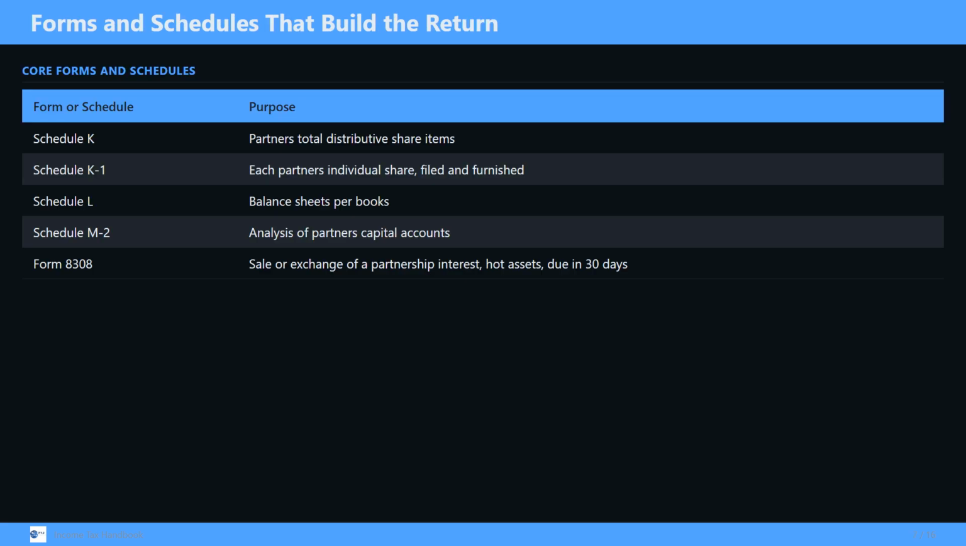Several schedules do the heavy lifting inside Form 1065. Schedule K captures every partner's total distributive share, the core pass-through schedule, and Schedule K-1 breaks that down individually for each partner, filed with the IRS and furnished to them. Schedule L reports balance sheets per books. Schedule M-2 analyzes partners' capital accounts, and Schedule M-3 handles detailed book-to-tax reconciliation for partnerships with $10 million or more in total assets. Form 8308 reports the sale or exchange of a partnership interest involving hot assets, due within 30 days of the transaction.